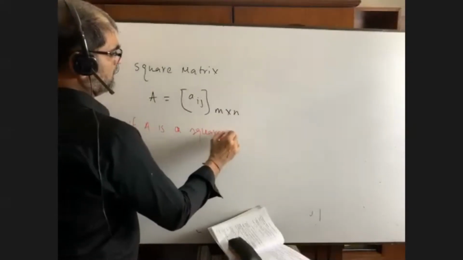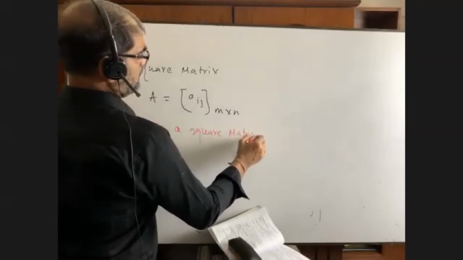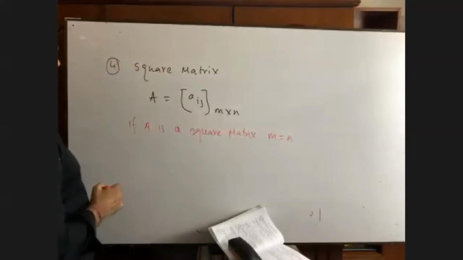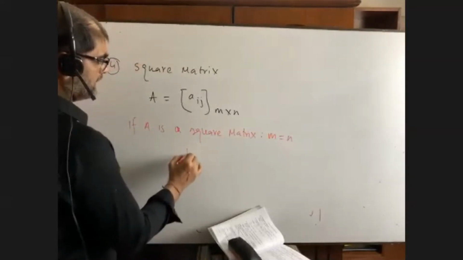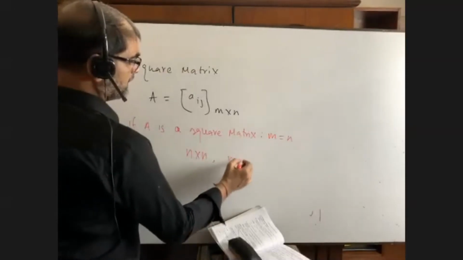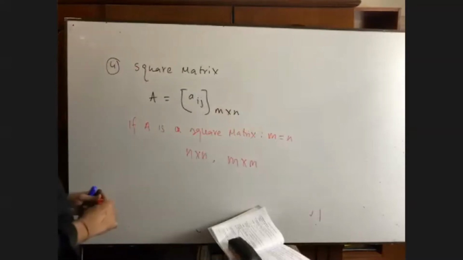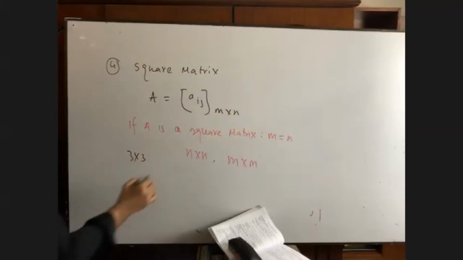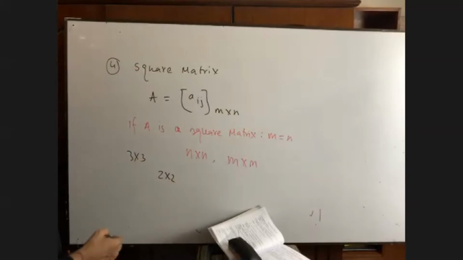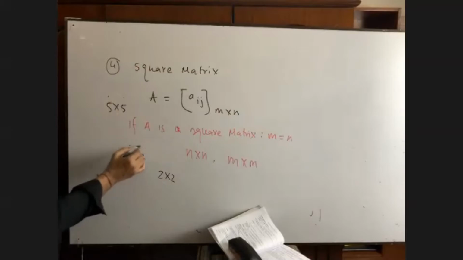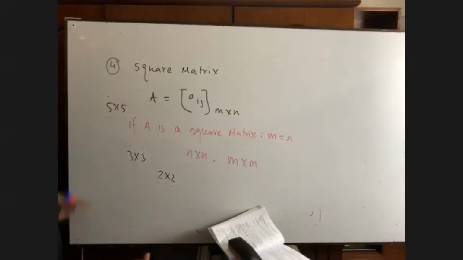But if A is a square matrix, then we must have M equals to N. That means N into N is a square matrix, or M into M is a square matrix. That means the number of rows and number of columns will be the same. That is, 3 into 3 is a square matrix, 2 into 2 is a square matrix, 5 into 5. It is M into M, or N into N. It is called a square matrix.